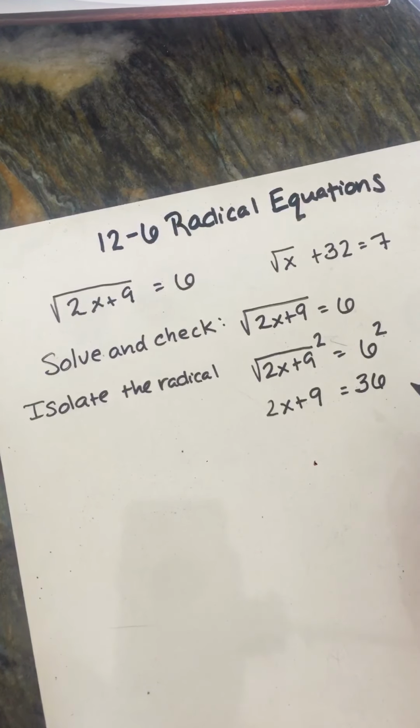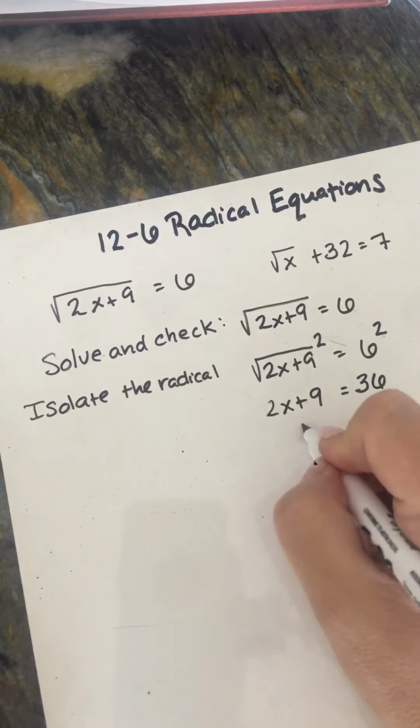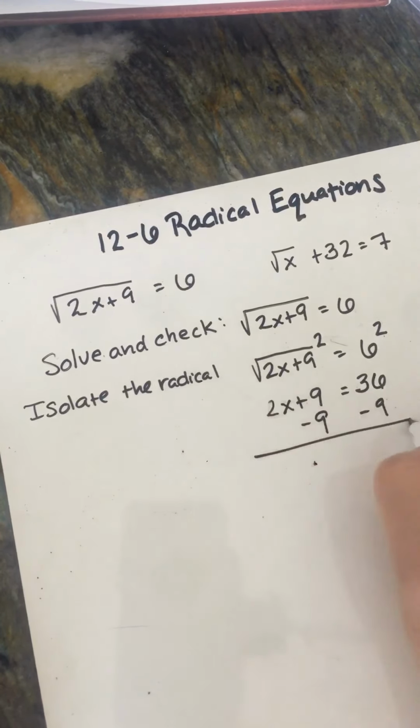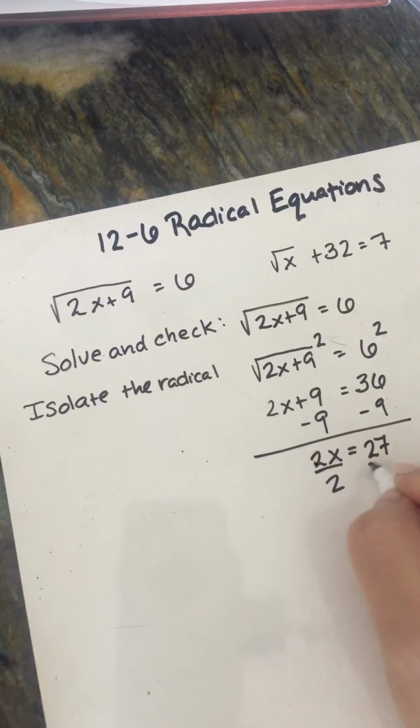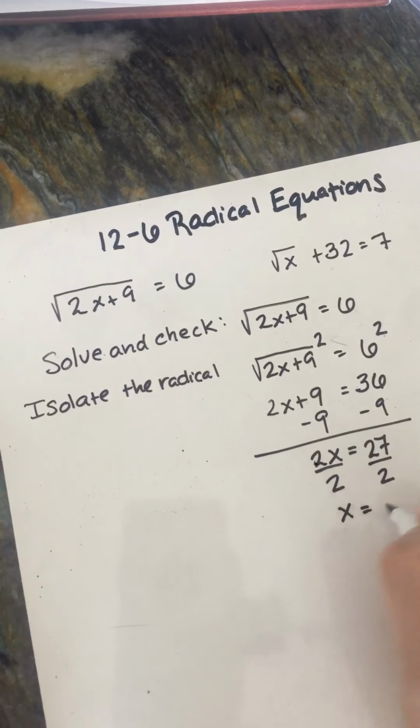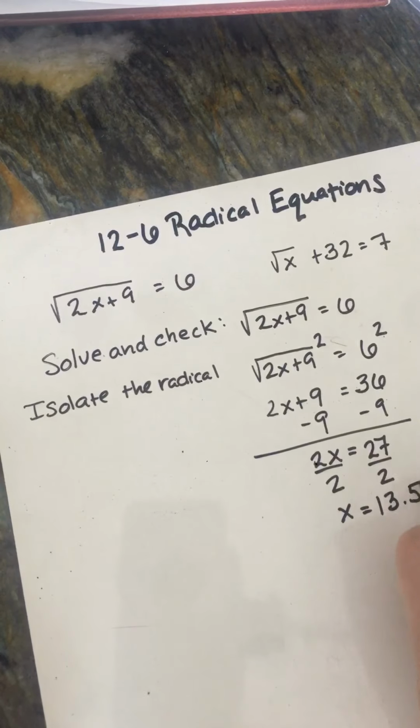Well, now this is baby's algebra, right? You guys did this when you were 4. Solve for x. And let's see, that's going to be 27. And divide by 2. So x equals 13.5.